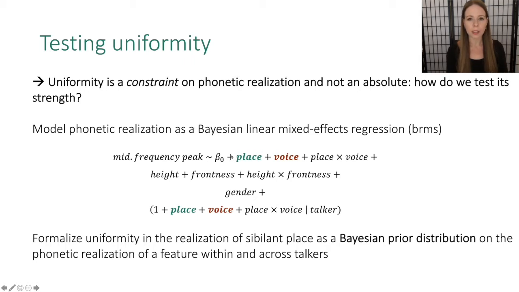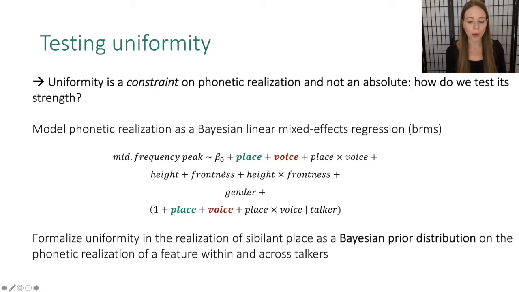And these predictors, the first set, you can think of as the distinctive feature values. These should be realized in a certain way that gives rise to a set of phonetic targets, and that explains some of the big variation in mid-frequency peak, right? We expect the plus anterior segments to have, say, a higher mid-frequency peak than the minus anterior segments.